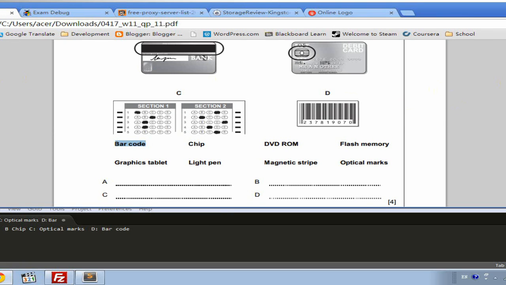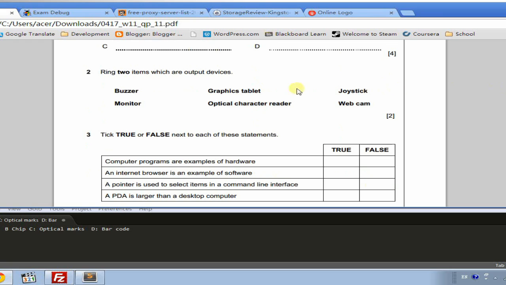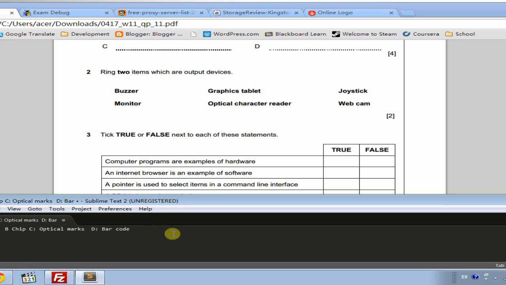Right, so let's move on to the next question. So ring 2 items which are output devices. Again, so nice easy marks for us. We just have to circle 2 of these that are output devices. So specifically, what is an output device? It's something that's going to give us information out from the computer. So it's something that's passing it from the computer to the user, perhaps outside. So as opposed to an input device, which is for us to input data into the computer.